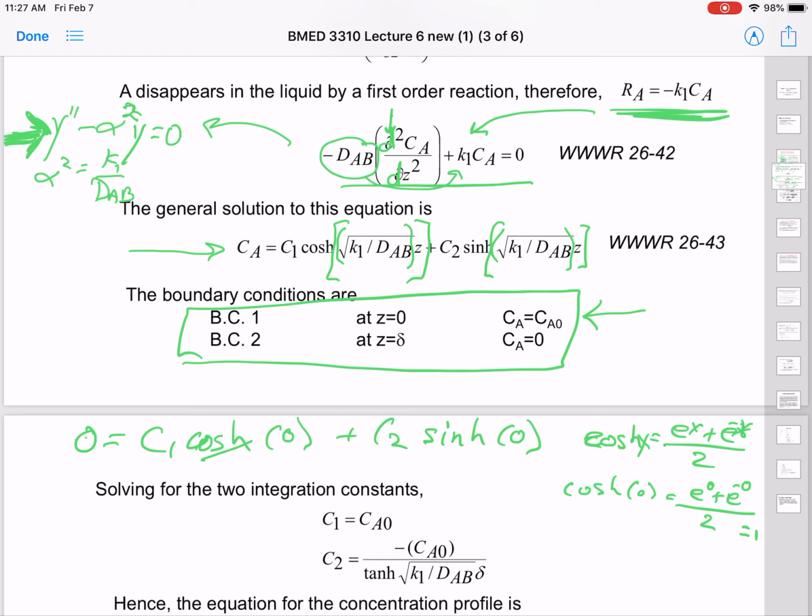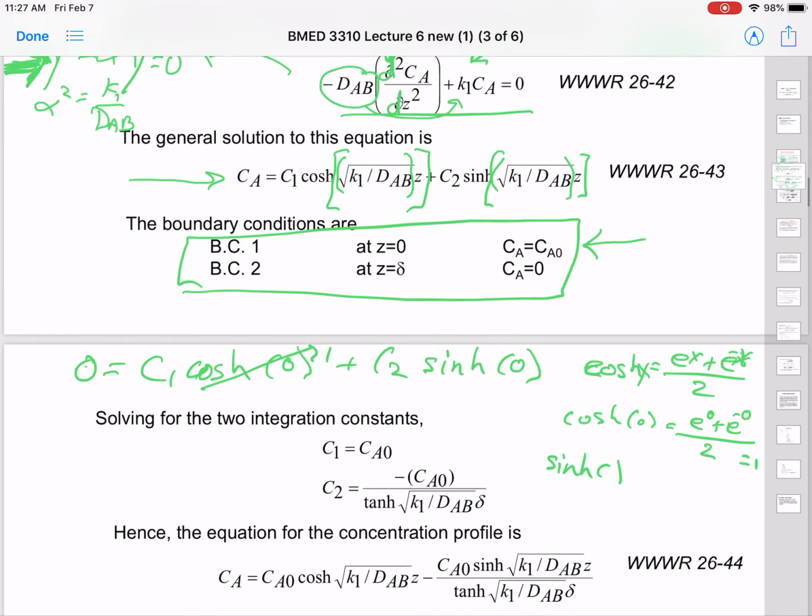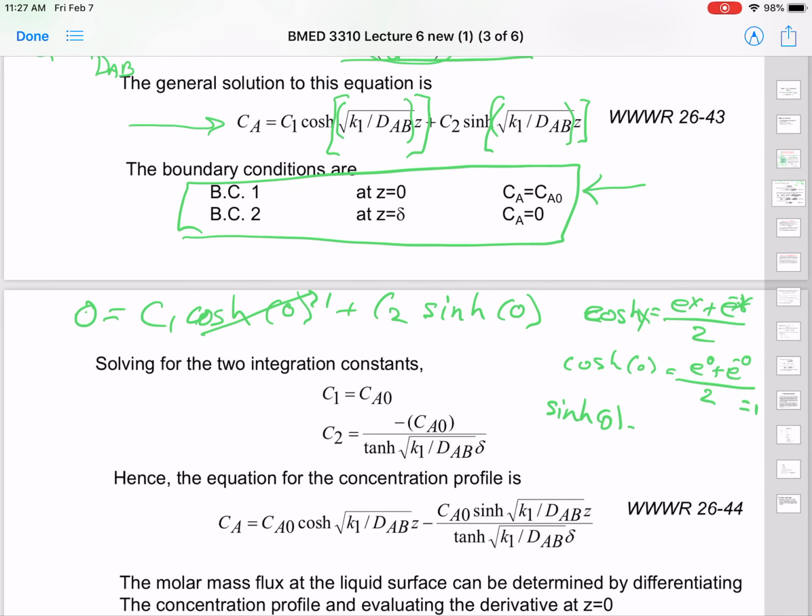So this becomes 1. And sinh of 0 is equal to e to the x minus e to the minus x over 2, so that would be e to the 0 minus e to the 0, which makes that 0. So this one becomes 0. Whoops, I put the wrong thing here. This should be Ca0. Right. And here we get C1 is equal to Ca0, and that's how she got that.